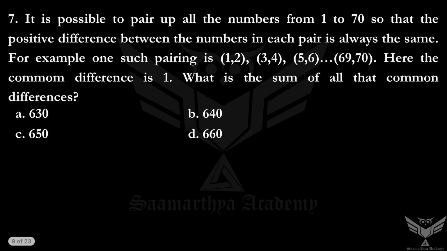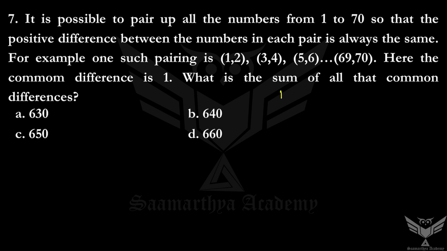Now the next question. It is possible to pair up all the numbers from 1 to 70 so that the positive difference between the numbers in each pair is always the same. For example, one such pairing is 1, 2, 3, 4, 5, 6 up to 69 and 70. Here the common difference is 1. What is the sum of all the common differences? Common differences can be 1, 2, 3, up to what? We just have to find that.